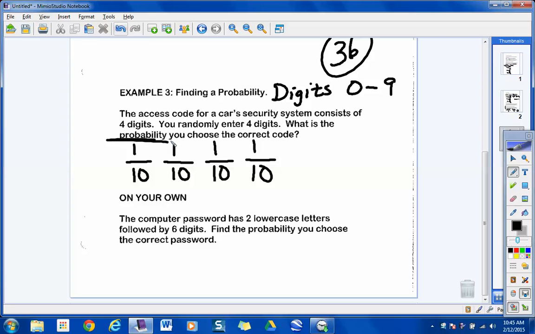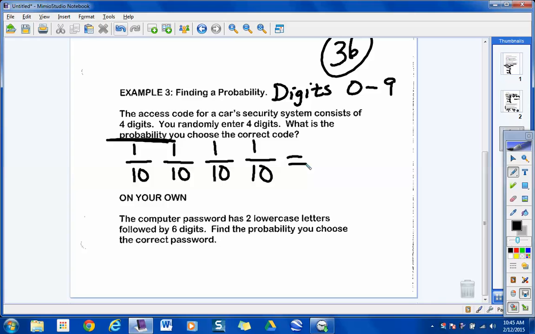Guys, when they want to say, what is the probability? Anytime they use this word probability, you need to put fractions in it. You're going to be multiplying fractions. We've done this. When you multiply fractions, multiply the top with the top. 4 ones up there. 1 times 1 times 1 times 1. What have you got? 1.